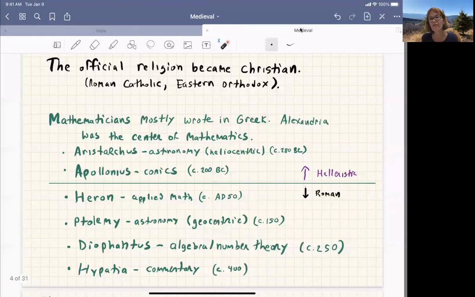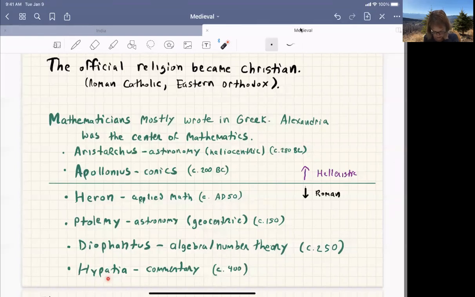But later, you have the Roman period. So Heron, who I mentioned earlier, had a formula for calculating the area of triangles. So this is that same Heron that I mentioned. There was Ptolemy, who wrote on astronomy. There was Diophantus, who wrote about basically number theory. So the word Diophantine equations comes from the name Diophantus. Those are the equations, like we saw earlier today, where you're looking for solutions that are integers.